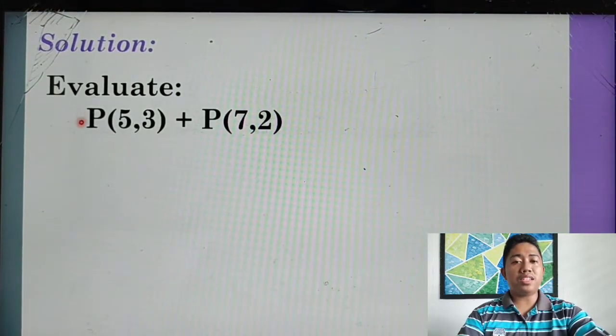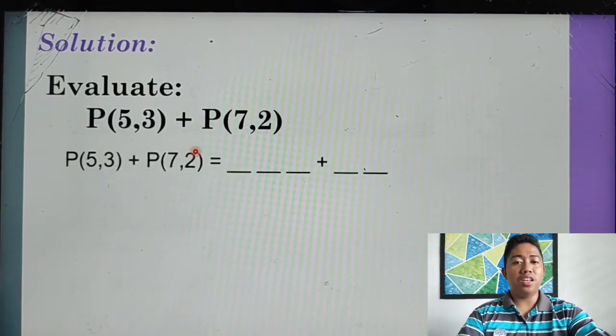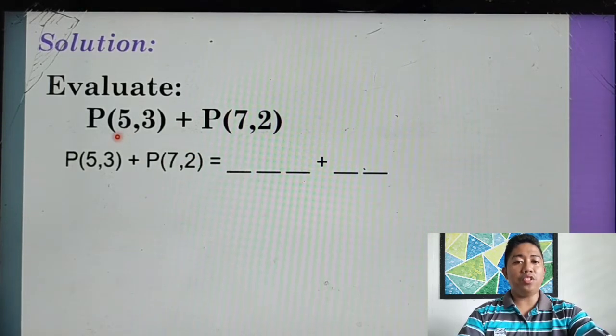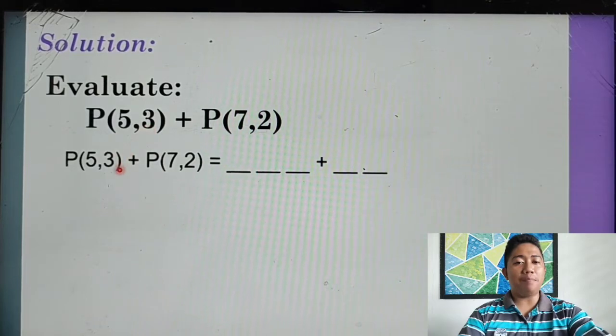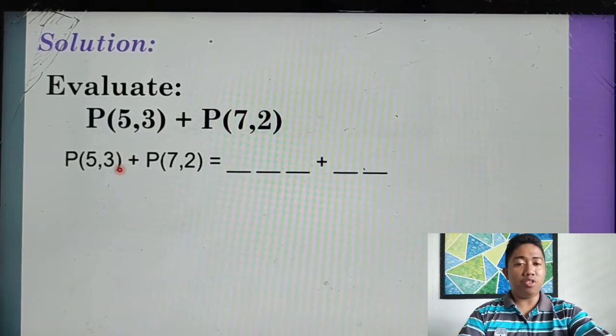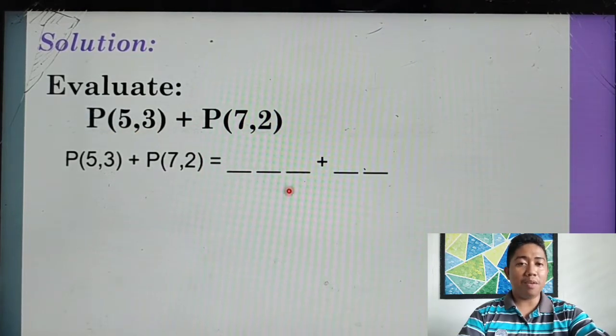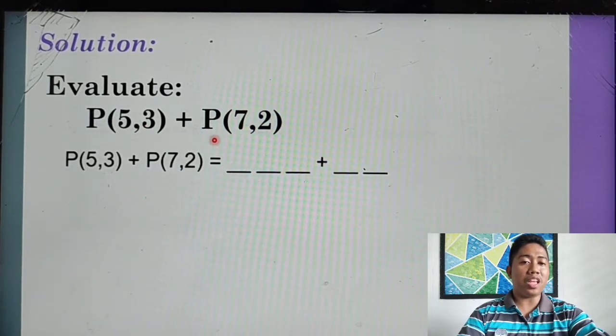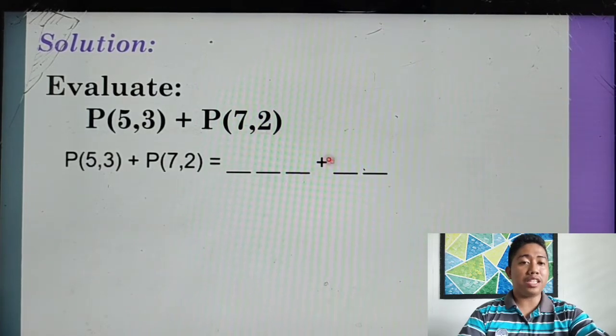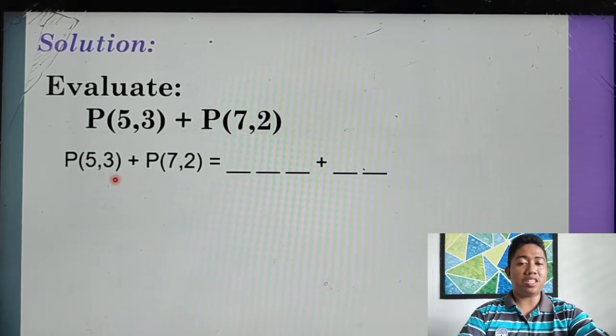To evaluate the sum of 2 permutations, this is the same manner to do. In every term, we'll determine the value of r, depending on the number of blank spaces that we need to put in each term. Since the first permutation is 5 taken 3, we put 3 blanks because the value of r is 3. And the next term would be permutation of 7 taken 2 at a time, so we need to put 2 blank spaces on the next term. Okay, so that is very clear.